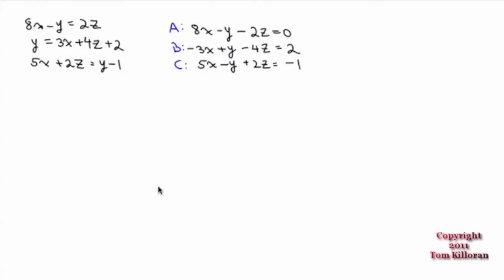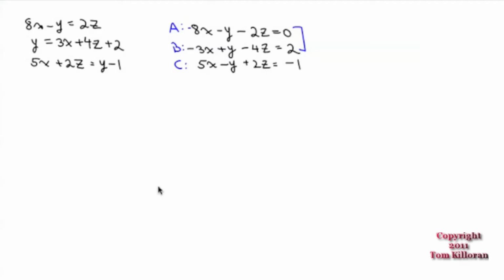So if I was going to get rid of the y's in A and B, what do you do? You have to cancel them out. Just add them together. Not subtract them, add them.